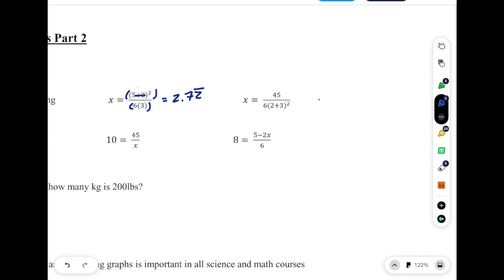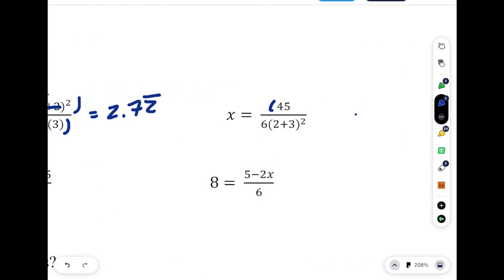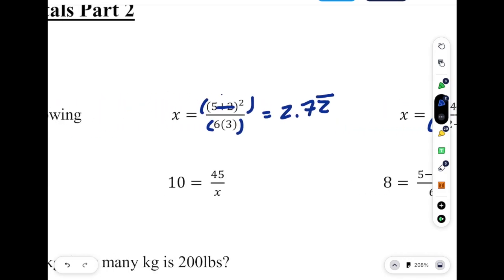Similar to the next one, not a very complex numerator, just with 45. But divide by all this in brackets. And when you plug that in, that should give you 0.3. Nice number there. Okay, next look at formula rearrangement.